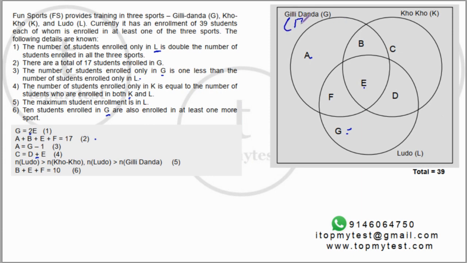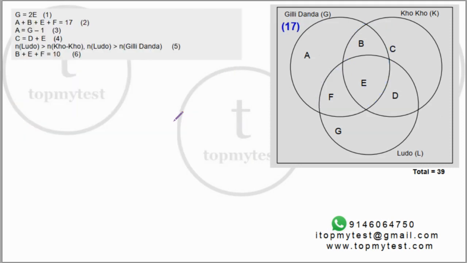Now this total was 17. One additional sport, Gilli Danda plus one more sport, will be B, E, F. So this total will be 10. Okay, now let's work this out a little bit. Now this total is 10, which means A should be 7. Now we also know A is G minus 1, so G should be 8. And G is twice of E, so E should be 4. So we have fixed this part.